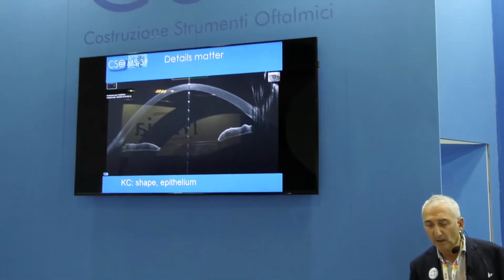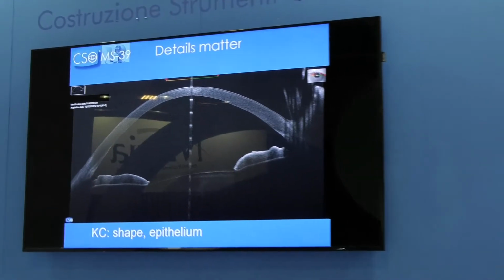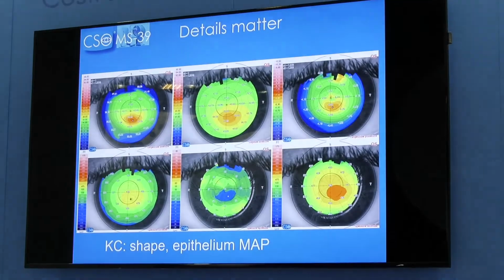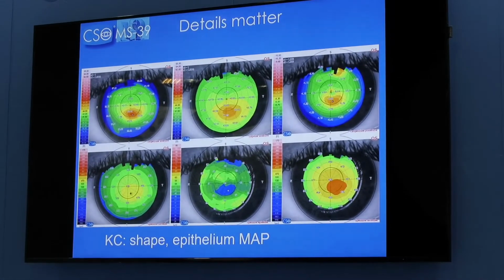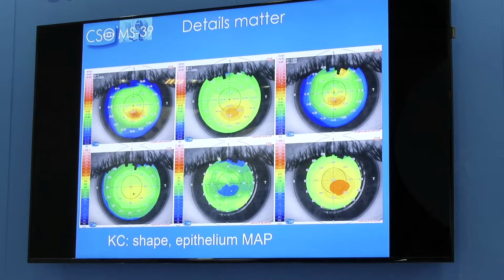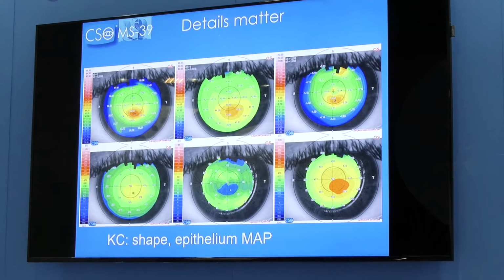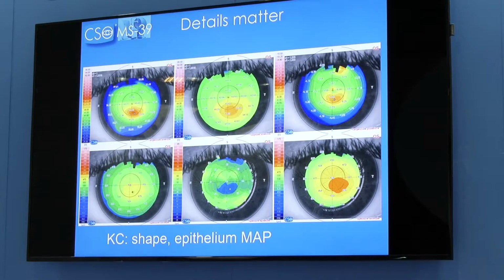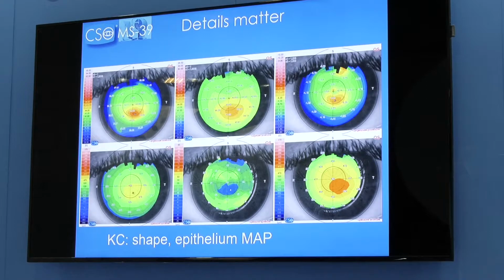And it's very interesting that not only we can see these beautiful, extremely detailed images, but we can have a look at maps. And it's not only the usual maps, it's also the epithelium map. And here we can verify what we usually assume, but we can both verify it and measure it. That is, what is the epithelium doing? And here you can see very well the coincidence between the anterior curvature, the posterior curvature, and what's going on in the epithelium. The epithelium is much thinner in the area where the cornea is more ectatic.